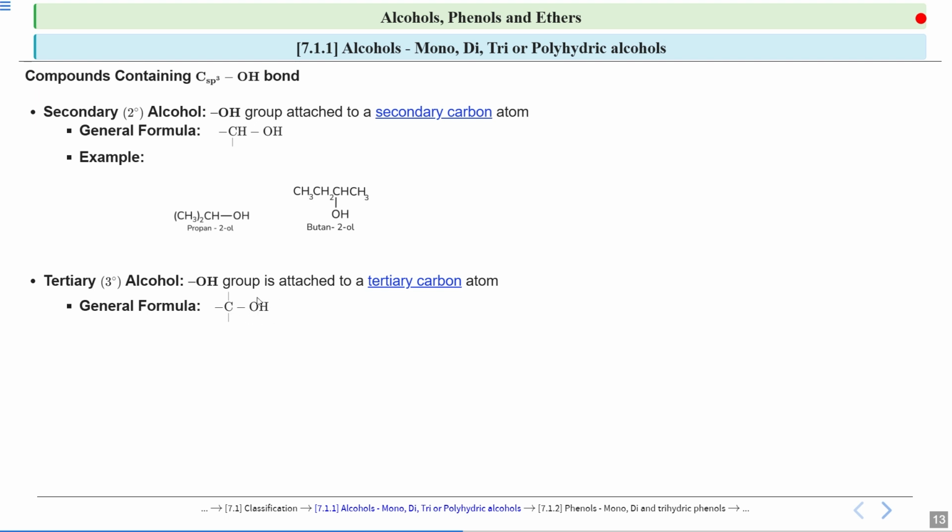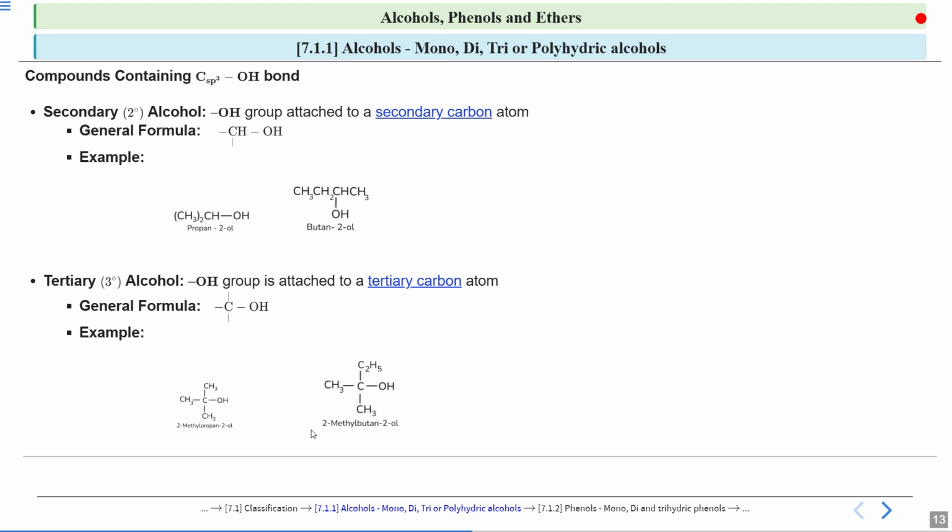Okay, so the hydroxyl group is attached to the carbon which is making bonds with three other carbons. So this is the general formula for tertiary alcohols. If you see the example, the first is 2-methylpropan-2-ol, where the hydroxyl group is attached to this carbon, and this carbon is a tertiary carbon because it is attached to three other carbons.